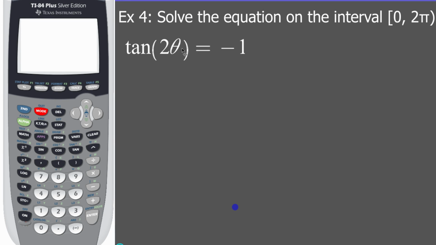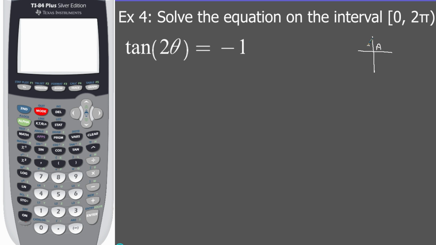So our first one, we're going to solve the equation tangent of 2 theta equals -1 in the interval 0 to 2 pi. So that means once around the unit circle. Now as I start to think about this, one of the things you want to do is think about on the unit circle, where is tangent -1?